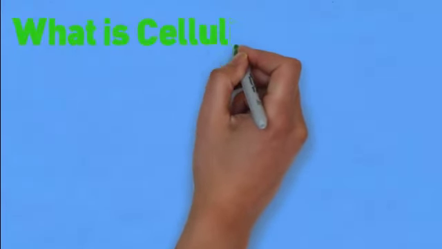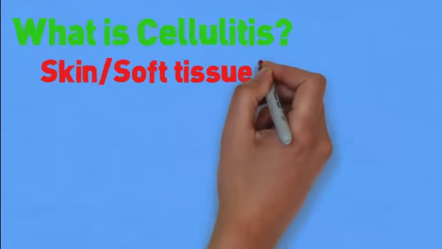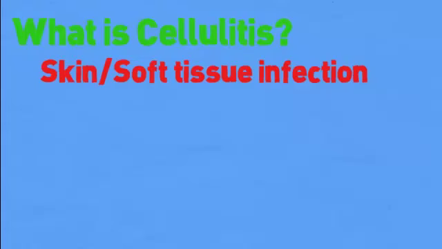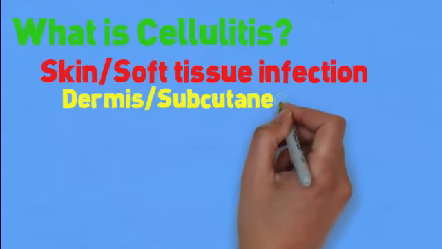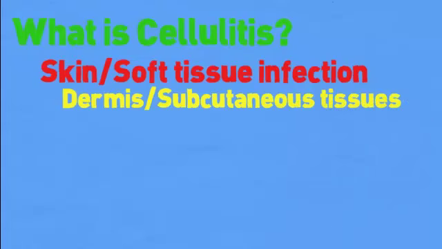So first, we need to understand what exactly is cellulitis. Cellulitis is an infection that involves the skin and soft tissues. The parts of the skin that are involved include the dermis as well as the subcutaneous tissues. In addition to an infection of the tissue, an abscess may be present. An abscess is a walled-off collection of pus that is generally resistant to antibiotics unless they are incised and drained.